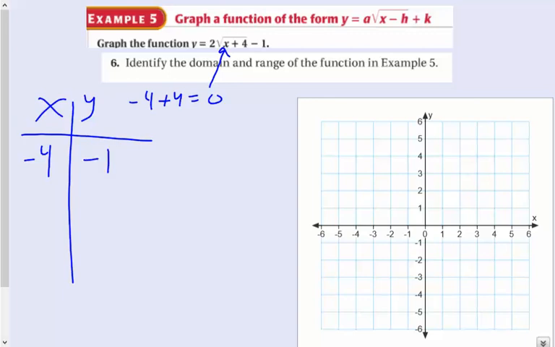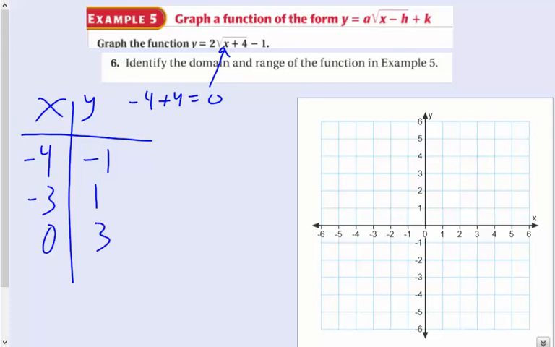And then I'm going to plug in, how about -3? -3 plus 4 is 1, square root of 1 is 1, times 2 is 2, 2 minus 1 is 1. Alright, then, let's see, plug in -2, no, plug in -1, no, plug in 0, 0 will work. Plug in 0, you get 4, square root of 4 is 2, 2 times 2 is 4, 4 minus 1 is 3.